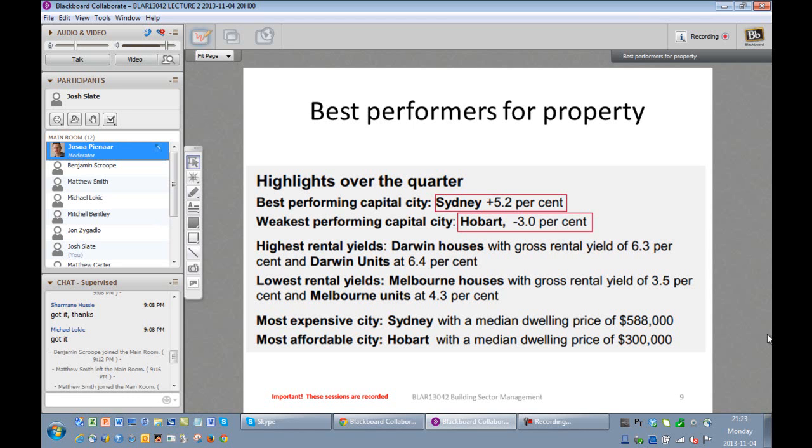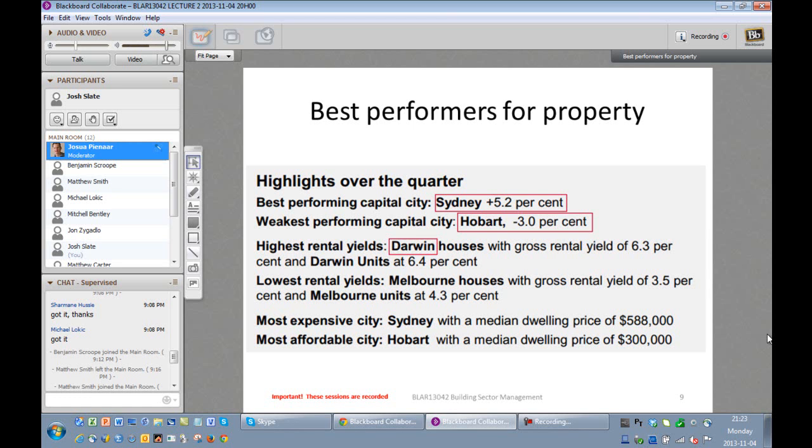All right, and then of course on the next slide I'll show you something really interesting. Darwin is actually a 10-year top performer. So it's interesting to see that a place like Darwin is really moving and shaking in terms of year-on-year 10-year totals.